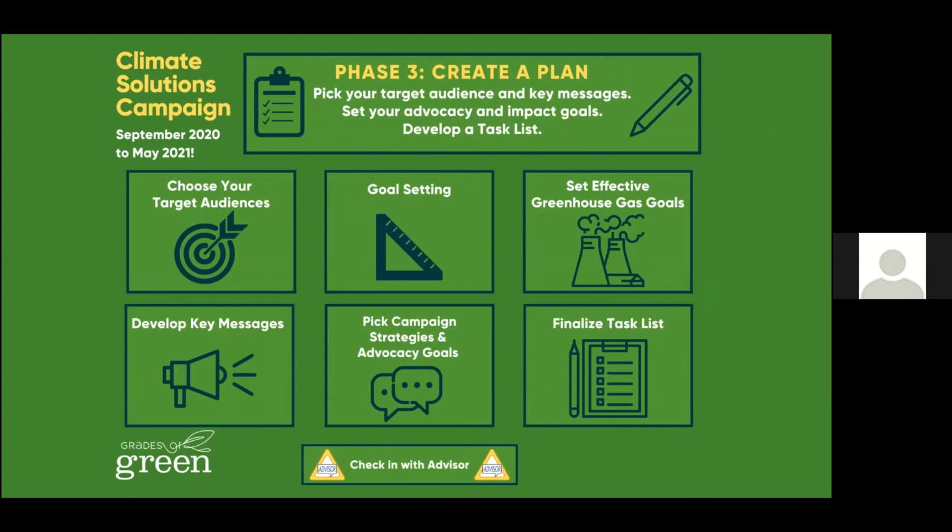And then in phase three, create a plan. Teams are going to learn how to set greenhouse gas reduction goals. They're going to identify an audience for their campaign. They're going to learn about advocacy strategies and how to develop a key message statement. And they'll create a project task list.